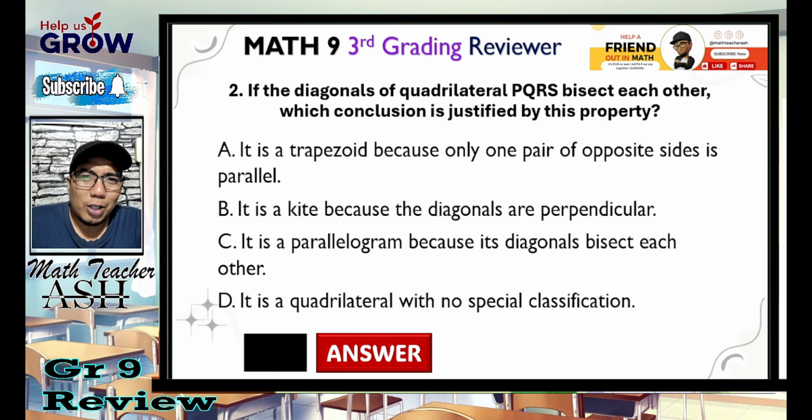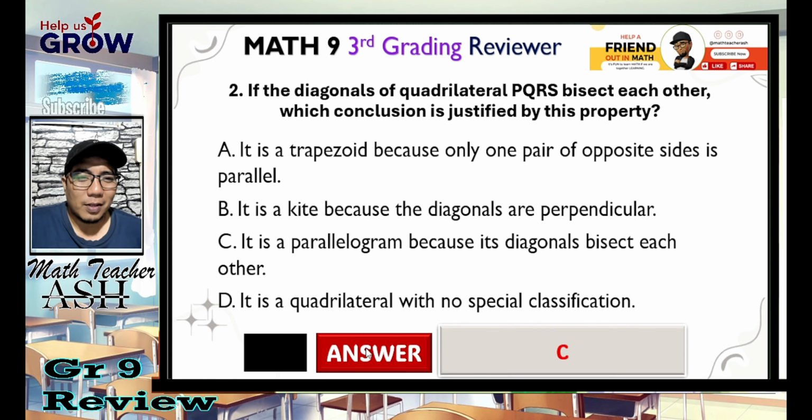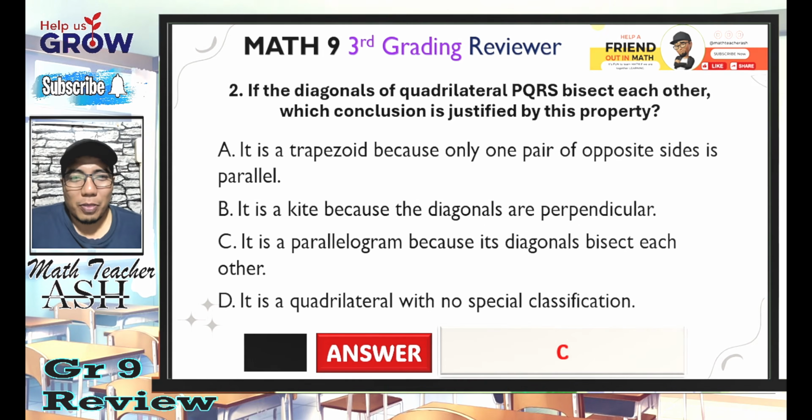Alright, my dear math learners, it is very obvious in the question that the diagonals being talked about bisect each other, and among the choices given, only one choice has an explanation about diagonals bisecting each other, and that is letter C. It is a parallelogram. Let's check whether we are correct. Alright, easy, right? Now let us go to question number 3.